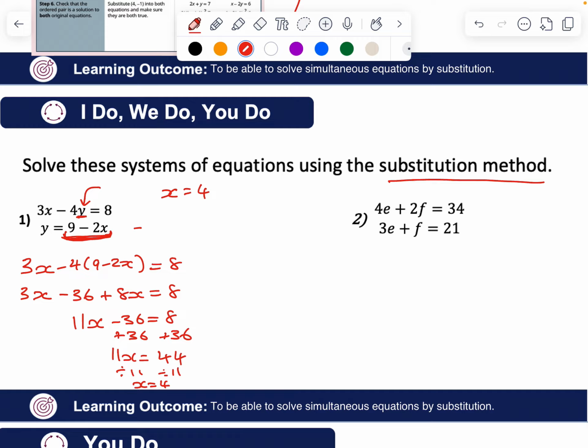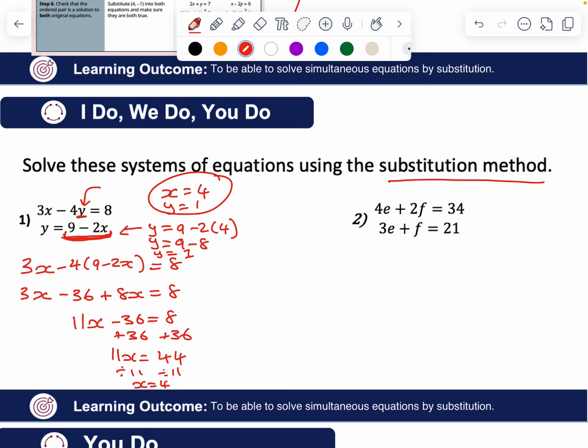Now we know what x is. I'm going to substitute that into here. So y equals 9 minus 2 times 4, because now we know what x is. That means 9 minus 8, so y is 1. And that is your solution for that first question.